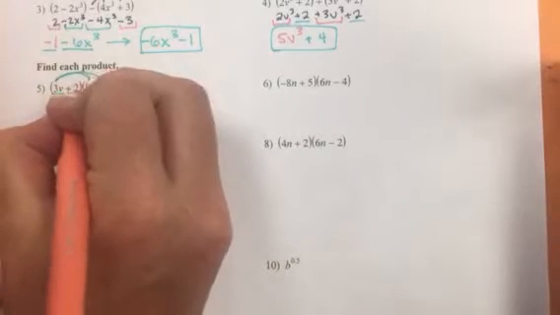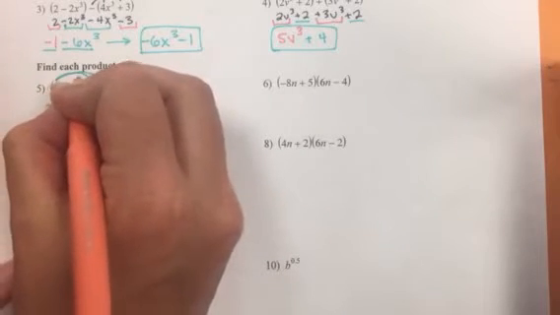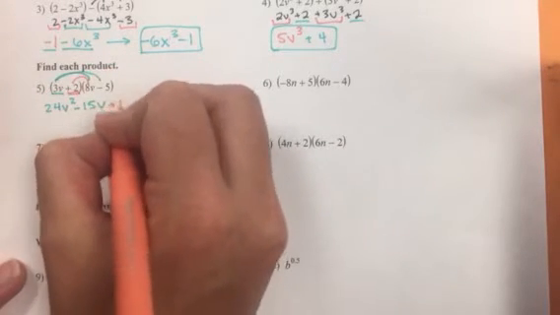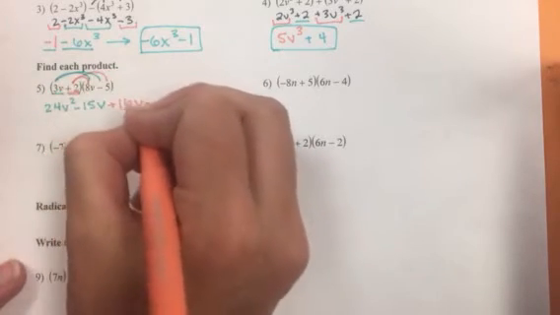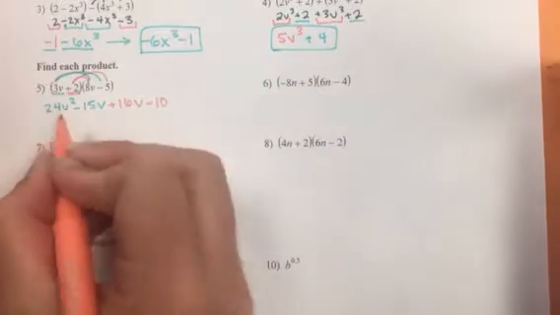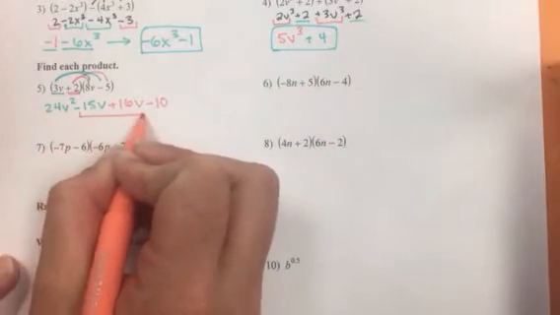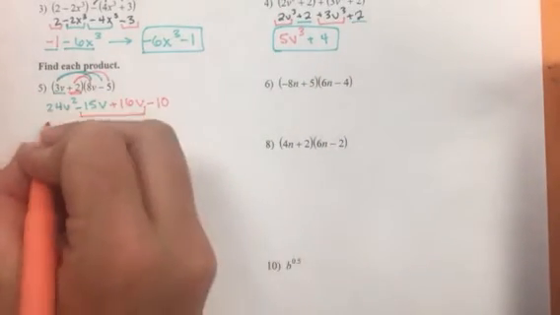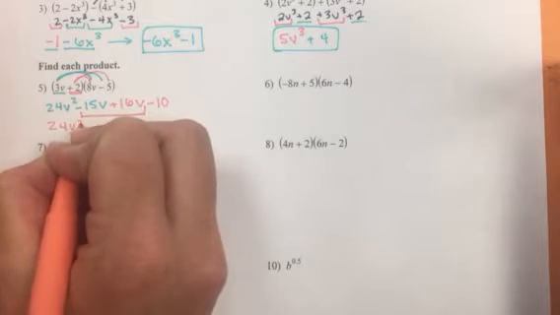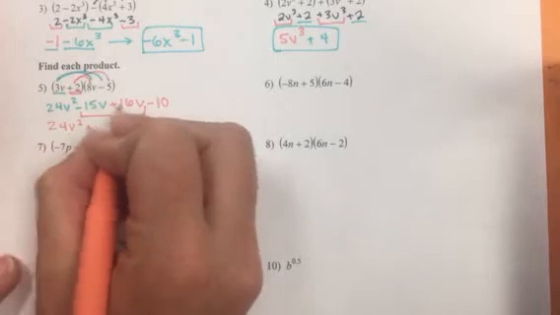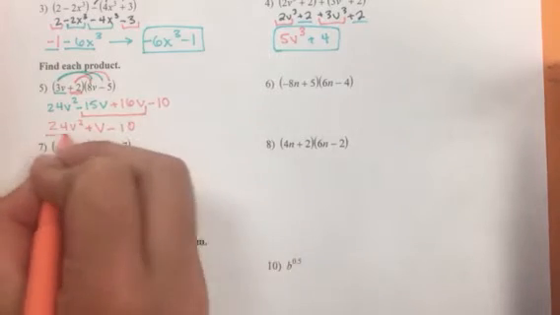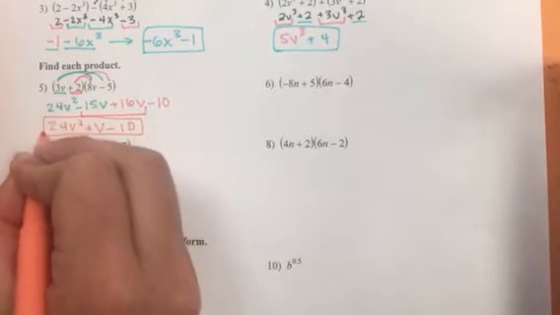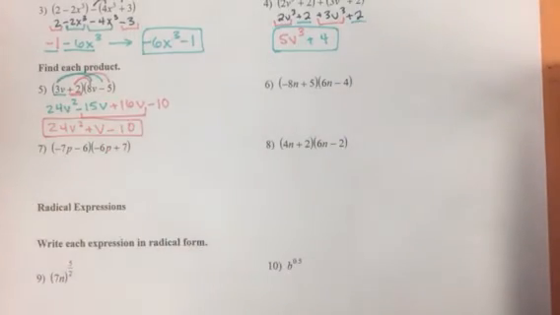Now I distribute this positive 2. 2 times 8 is 16 with 1 v. 2 times negative 5 is negative 10. We can combine our middle like terms. So we get 24v squared plus only 1v minus the 10 as our solution.